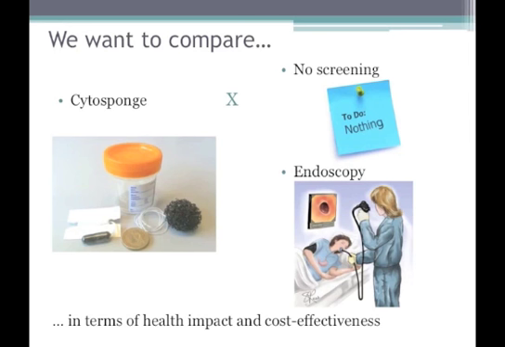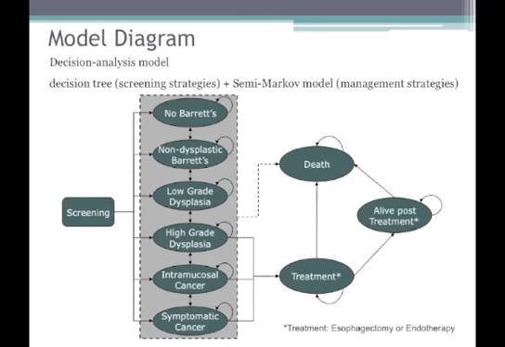So we designed a model to compare Cytosponge screening against two other methods, either no offer of screening or screening by endoscopy, which is the current practice. The comparison will be made in terms of health impact, or the percentage of adenocarcinoma cases that could be prevented, and the cost-effectiveness. We developed a decision analysis model that combines a decision tree and a Semi-Markov model.